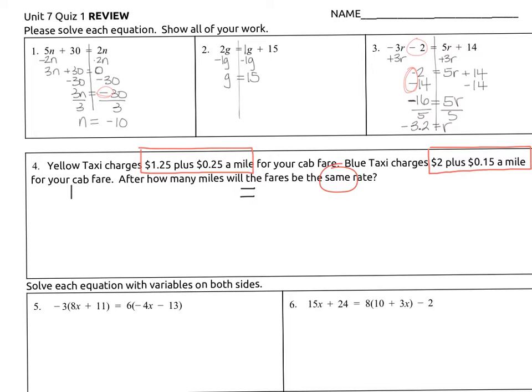So, $1.25 plus 25 cents a mile. How am I going to represent 25 cents a mile? That's right, with a variable, might as well use m. Blue taxi charges $2 plus 15 cents a mile. Again, you're going to throw in that m.